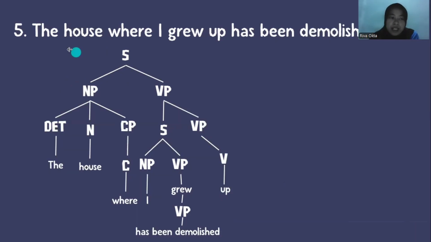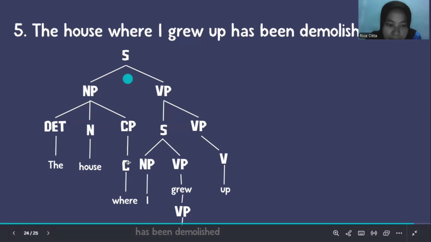Number 5 is: the house where I grew up has been demolished. The subject noun phrase is divided into noun phrase and verb phrase. The noun phrase is divided into determiner, noun, and complementizer phrase. For the determiner, "the" from the sentence is the determiner, "house" from the sentence is the noun. The complementizer phrase has the complementizer "where" from the sentence.